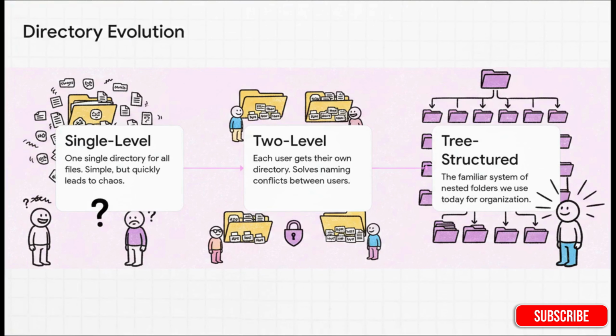Early systems tried a single-level directory, just one giant folder for everything. You can probably imagine the problem. What happens if two people want a file named report.txt? Total mess. So then came the two-level system, which gave each user their own private directory. That's better, but you still couldn't organize your own stuff. And that finally led us to the tree-structured directory we all know and love. Folders inside of folders, creating this beautiful hierarchy for our digital lives.